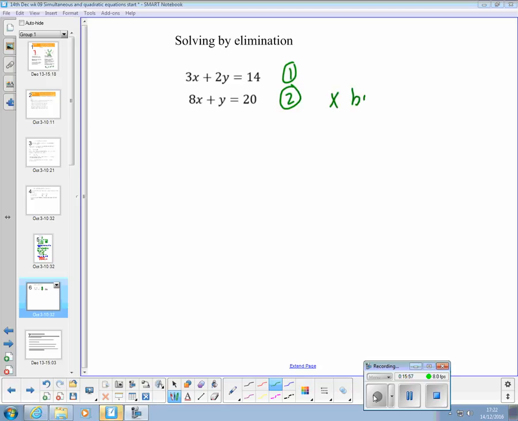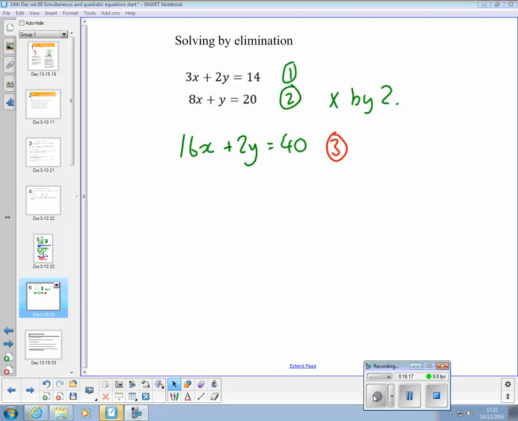Multiply by 2. So you're going to multiply equation 2 by 2. So that gives 16x plus 2y is equal to 40. Is that what you mean? Yeah, we'll call that equation 3. Yeah? What's the next step?